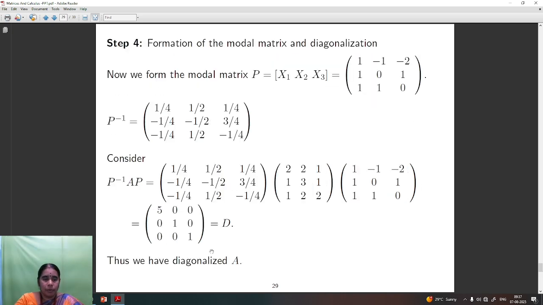So these are the 3 examples we have studied in this chapter. Here we diagonalize the matrix by using similarity transformation. It means P inverse A P is equal to D.